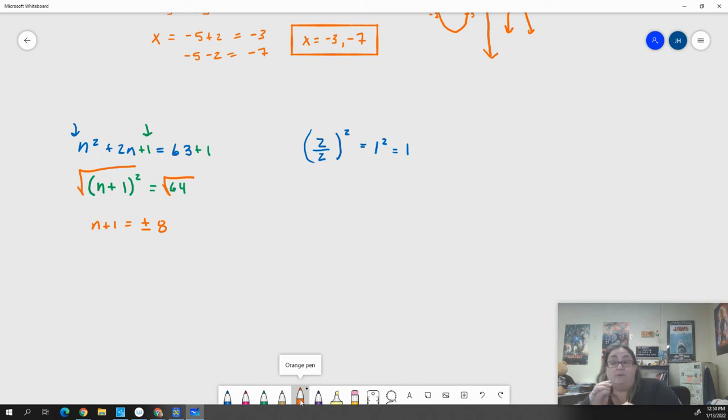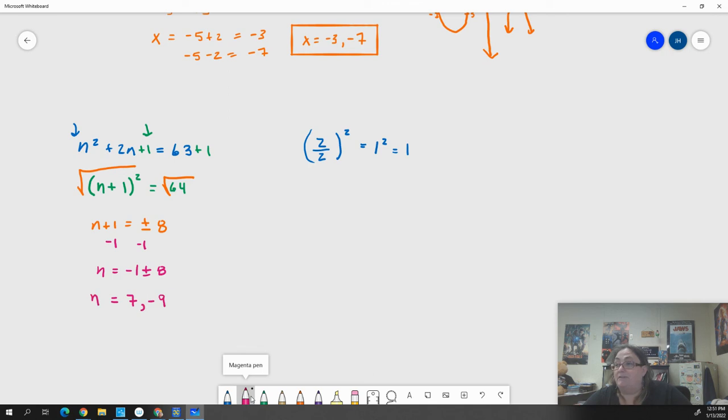Right? And the only thing we have left to do is to get that n by itself, because that's what we're trying to solve for. And so I'm just going to subtract the 1 that's being added to it. I am left with n equals negative 1 plus or minus 8. And when I look at that in terms of what are my numbers, I go minus 1 plus 8 is 7. Minus 1 minus 8 is negative 9. And so I get n equals 7 and negative 9.